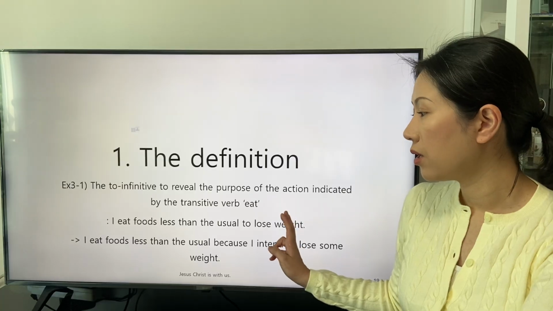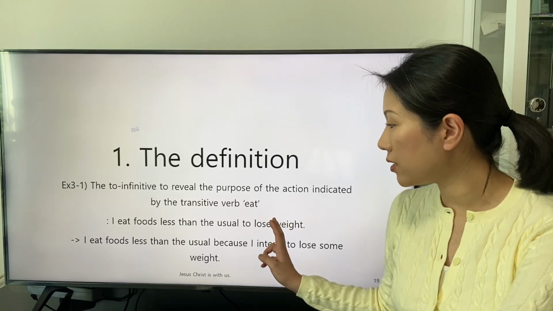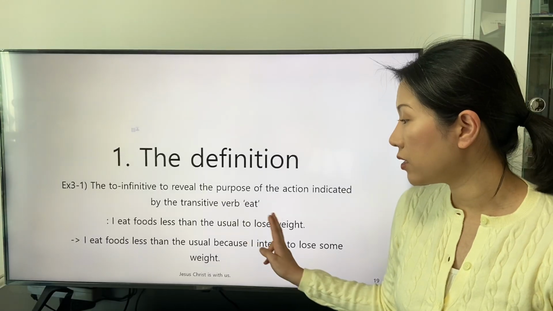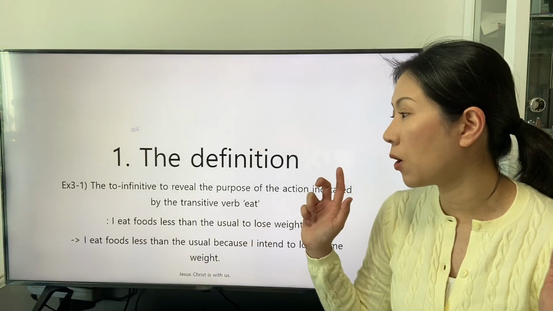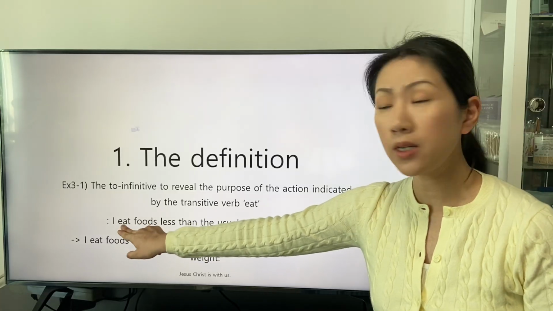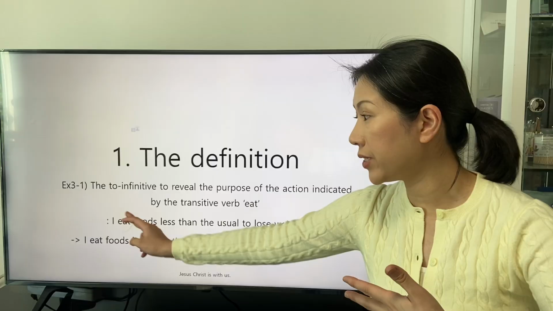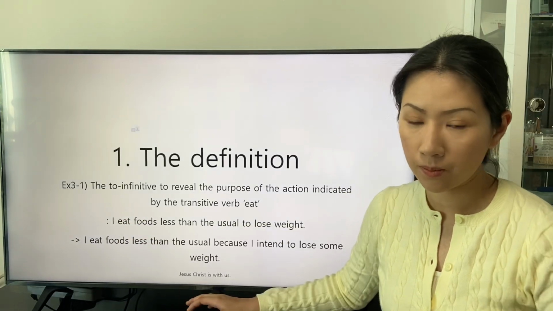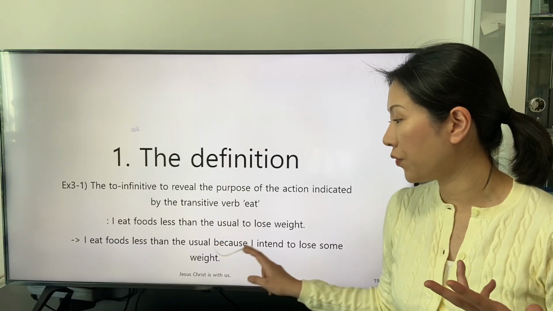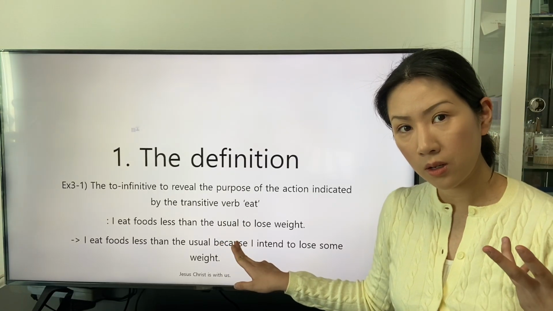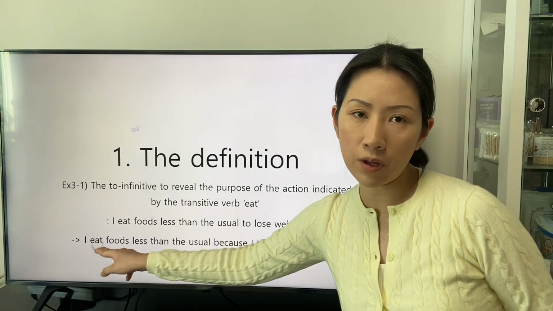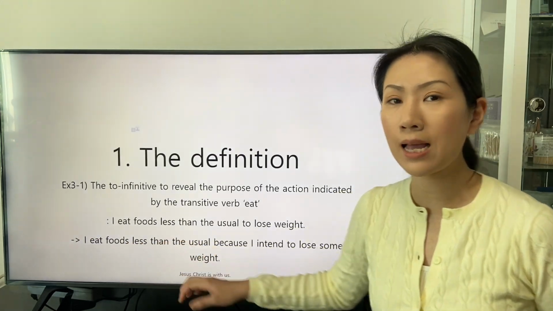In this class, the to infinitive to lose is applied. The to infinitive to lose reveals the purpose of the action of the speaker stated or described by the transitive verb it. So we can understand that the definition of the conjunctive adverb because is applied to describe the definition of the transitive verb it as well.